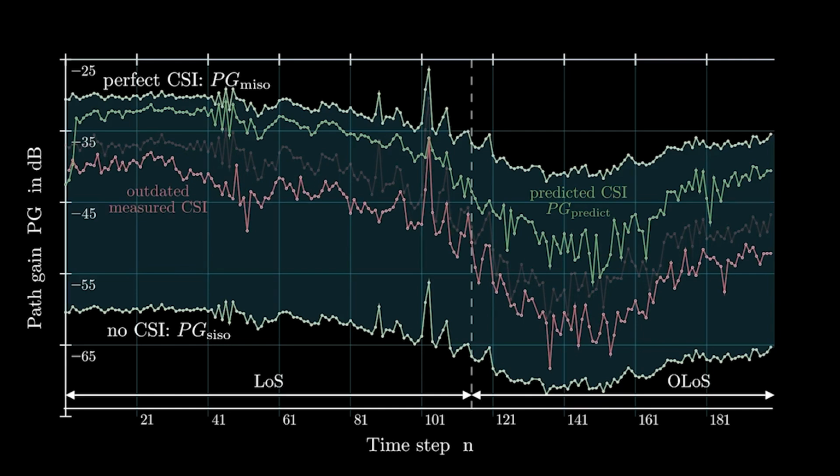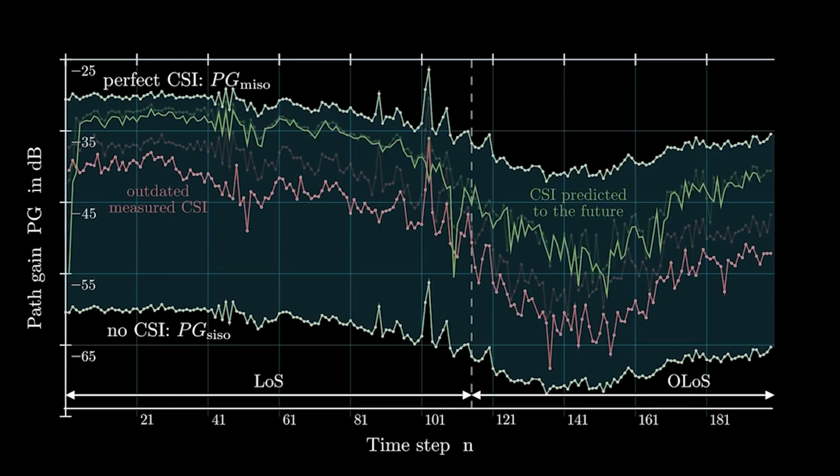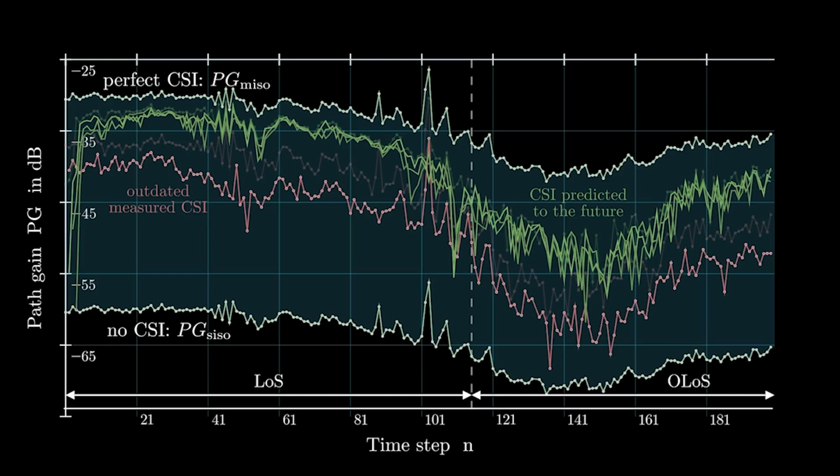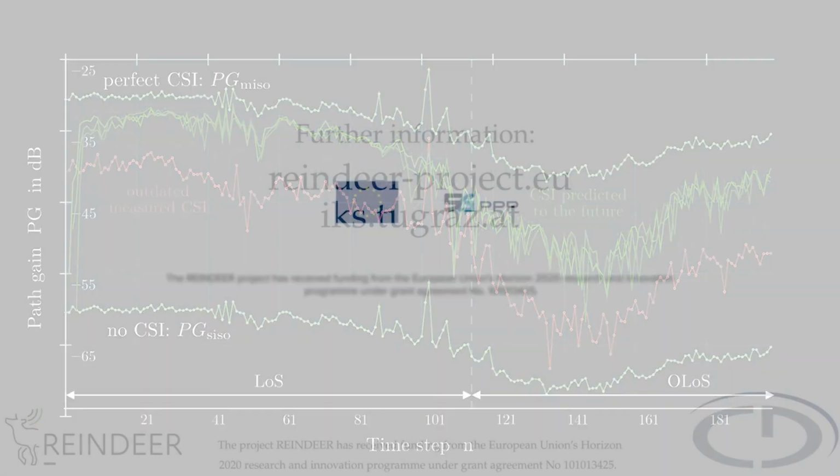We can easily predict channel state information 1, 2, or 3 time steps into the future at the cost of only a marginal loss of efficiency. This demonstrates that our channel prediction can perform robust beamforming even under device mobility.